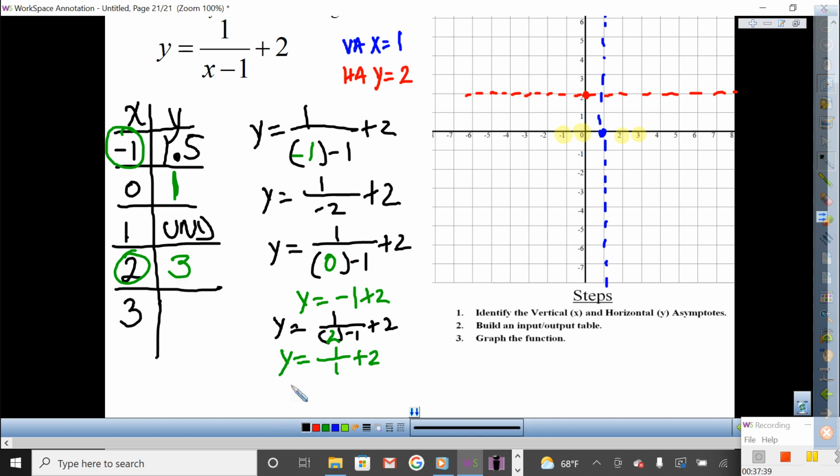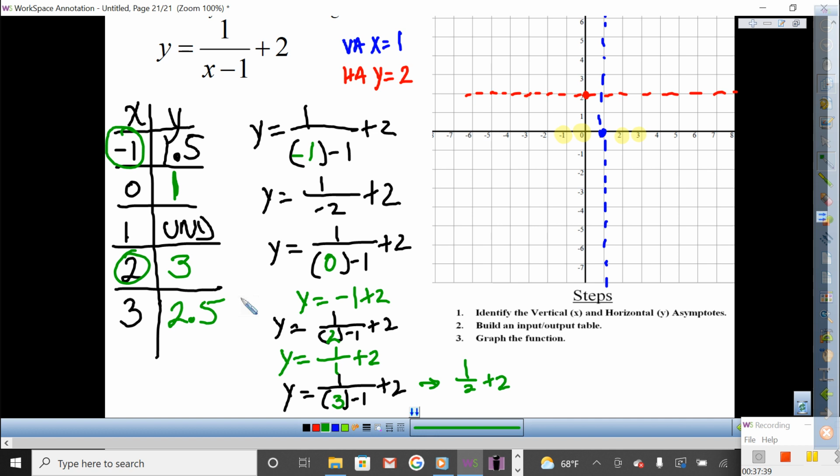And last but not least, y equals 1 over parentheses x minus 1 plus 2. My next value is 3. What is 3 minus 1? 2. So that becomes 1/2 plus 2, so that is 2.5.